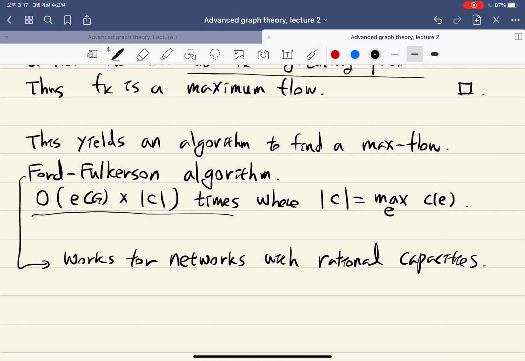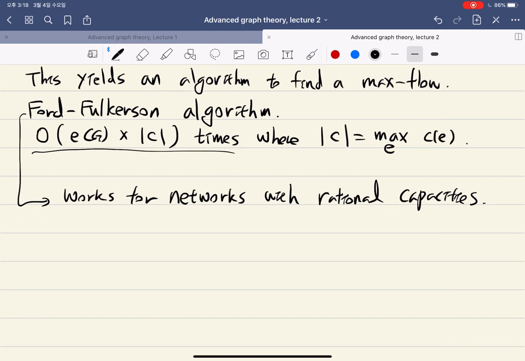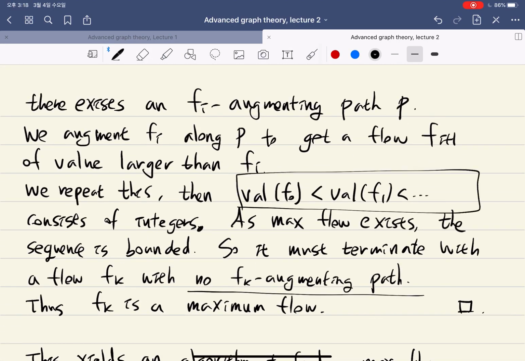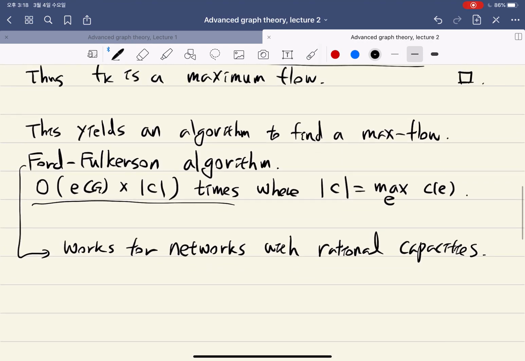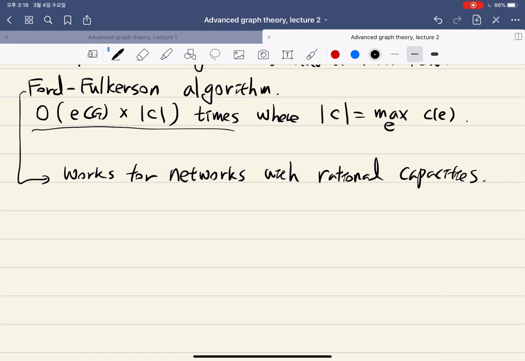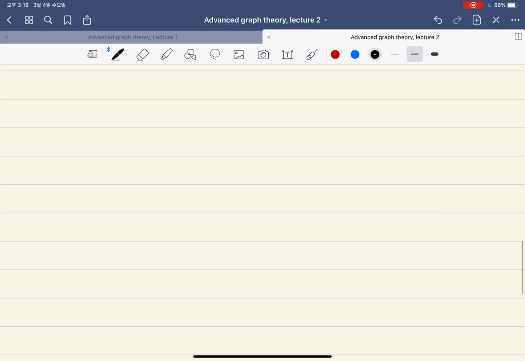But if some capacities are not rational, then this algorithm may not give us the maximum flow. Not only that, more surprisingly, the values of the flows in this sequence may not even converge to the maximum value of the flow. So let's consider an example.